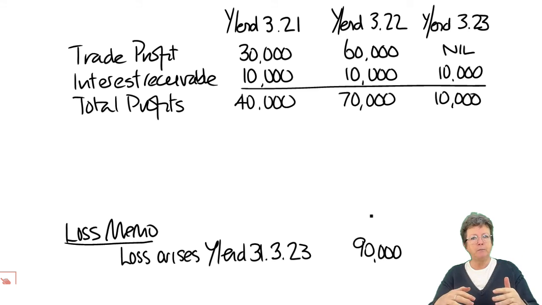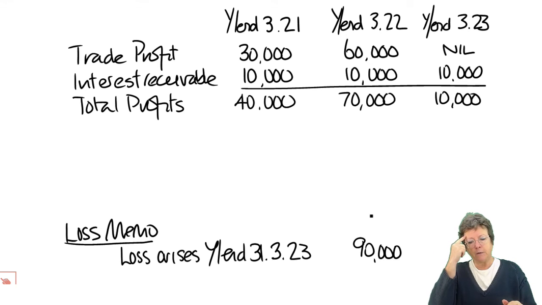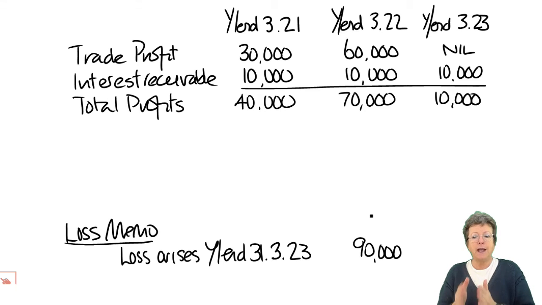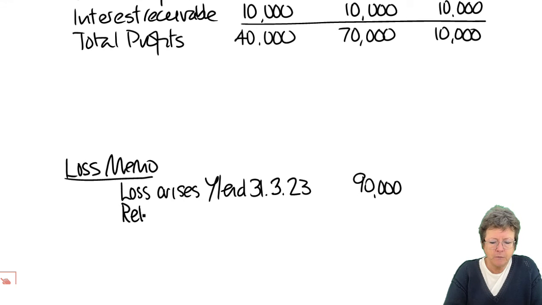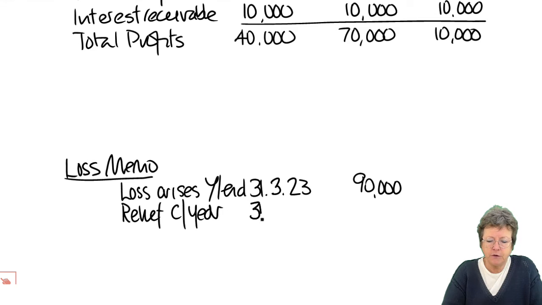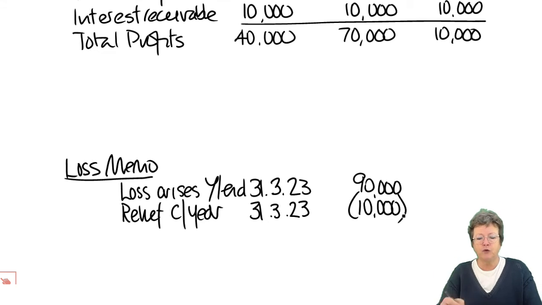Now stop, breathe, think. What am I going to do with this? In order to do a carryback claim to the 12 months previous to the March 23, I have to do a current year claim first. I don't have the choice. So I will do a relief in the current year, which is the year ended 31st of March 23. And I have to do that first because that's what the rule says.